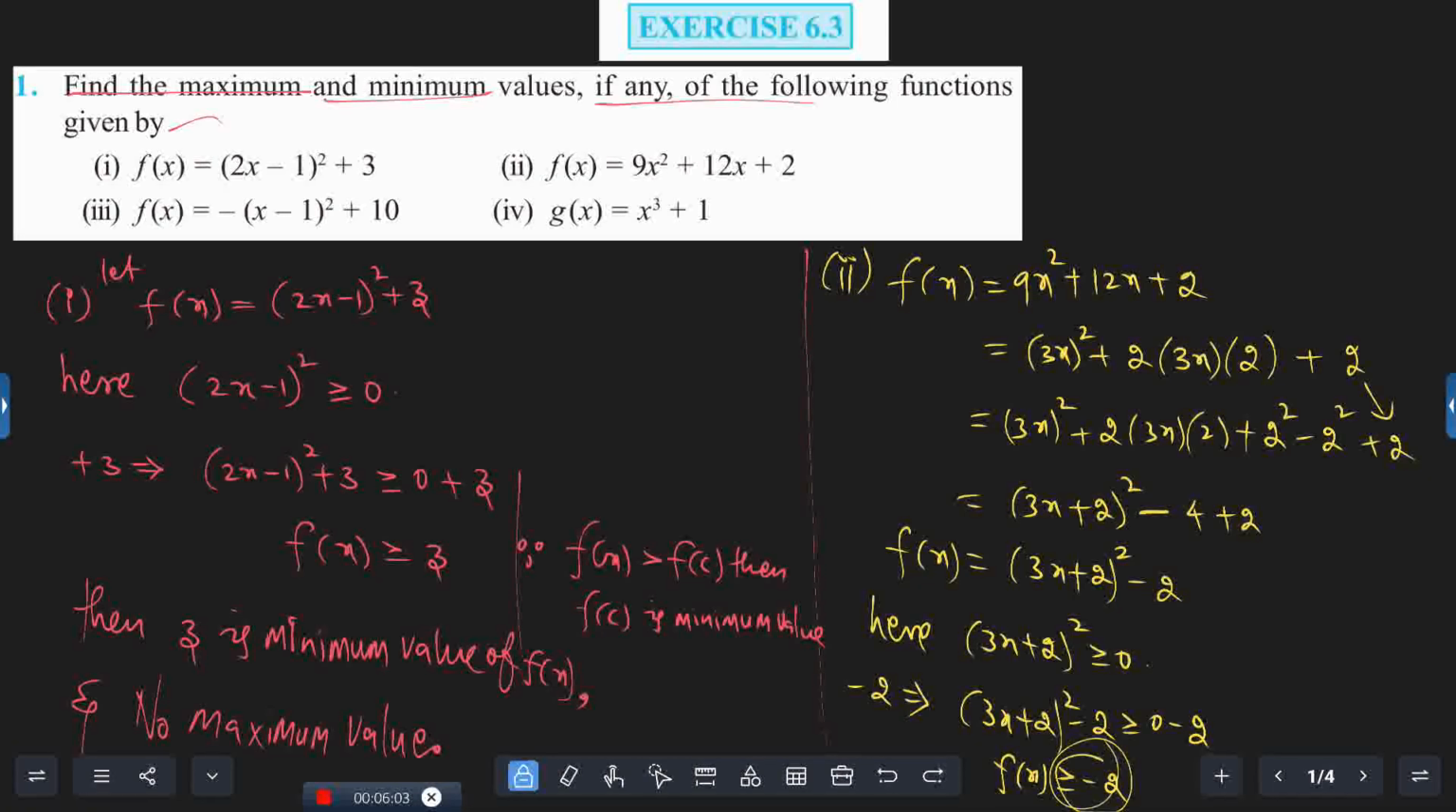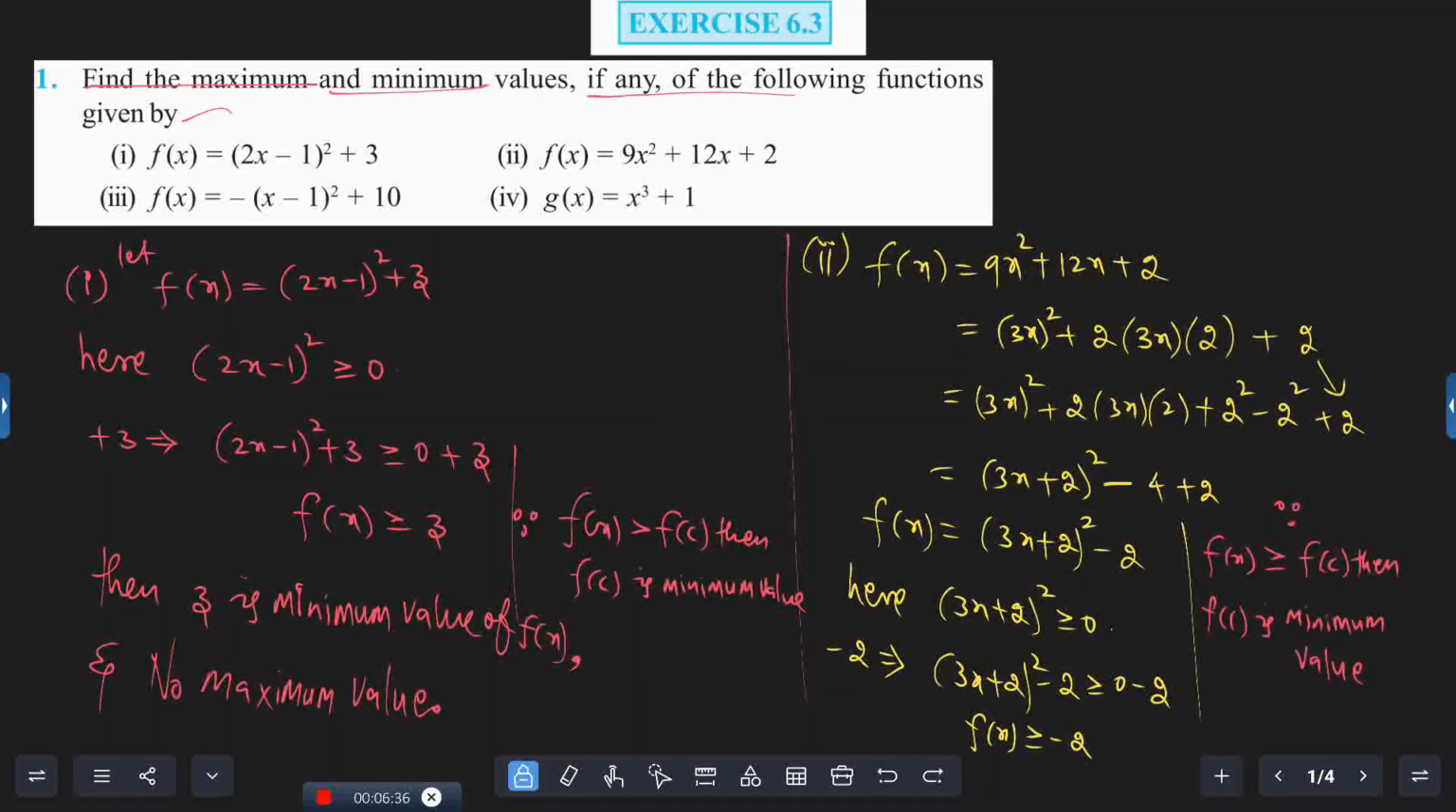Now tell me, is the minus on the smaller side or greater side? Smaller side. That means the same thing you can take. Since f of x is greater than or equal to f of c, then f of c is the minimum value. Therefore minus 2 is the minimum value.